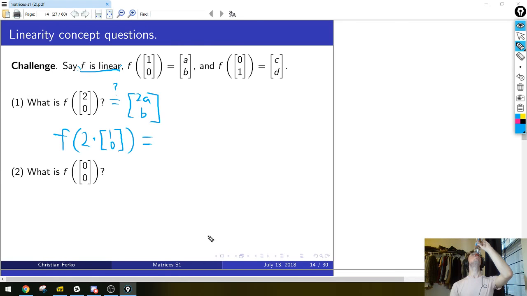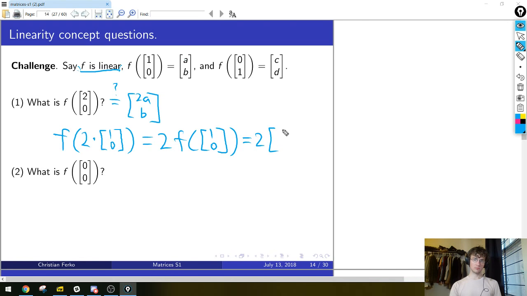Anyways, this can simplify to, quote unquote, 2 times f of the vector (1, 0). Good. And then what is the vector f of (1, 0)? That is (a, b), so 2 times (a, b). Good. And how do we multiply a vector times a scalar? In effect, distribute it. So what are the two components of the top and bottom, as you call them? 2a and 2b.